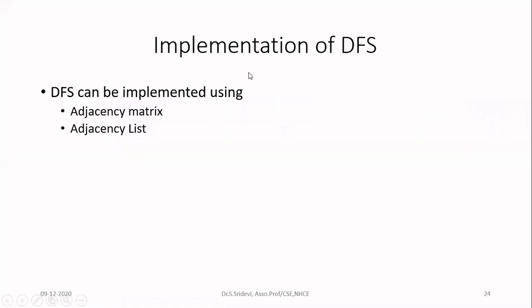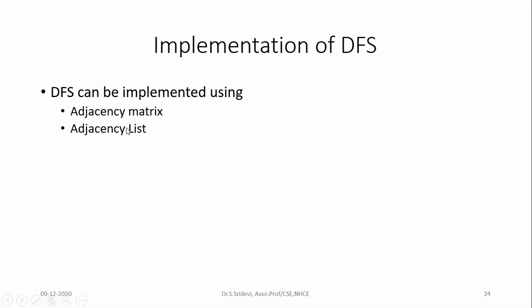And when you want to implement DFS, we have two different methods. As I already mentioned, we can implement by means of either adjacency matrix or by using adjacency list. In case of adjacency matrix, we'll be using a 2D array, and the rows of the array will be the vertices and the columns of the array will also be vertices. If you have n elements in your graph, the size of the matrix will be n cross n.